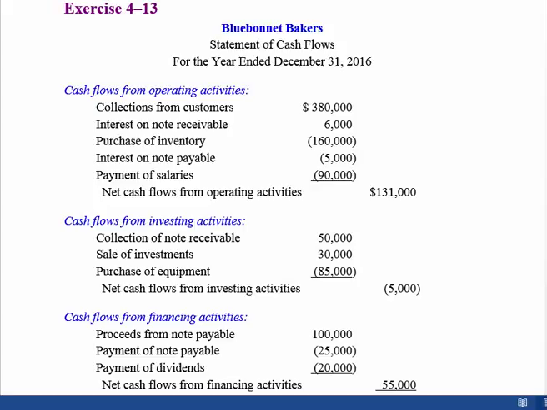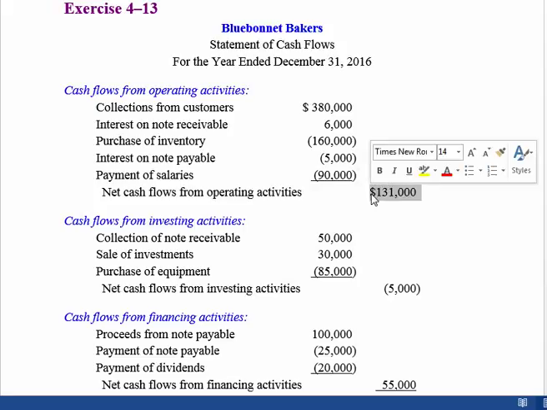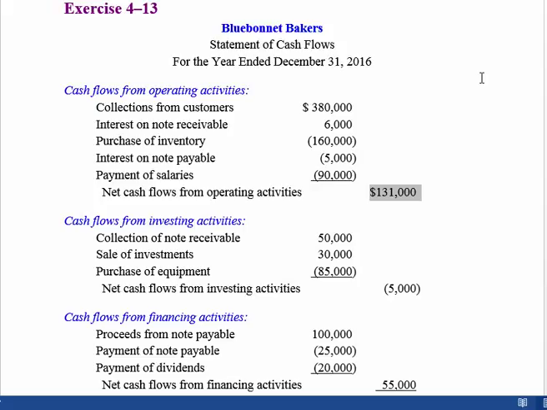Let's talk about this for a second. You always want to see a positive net cash flow from operating activities. If not, then we're losing cash by operating the business. That's a really bad warning sign that the business may be on the way out. So you always want to see a positive number here. A negative number in investing is really no big deal.